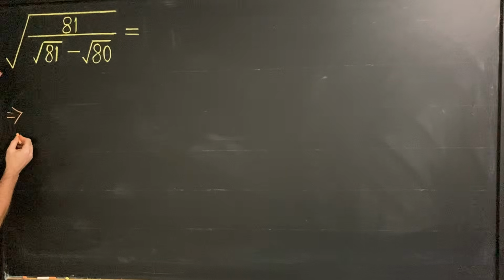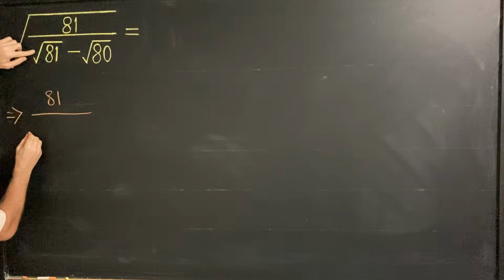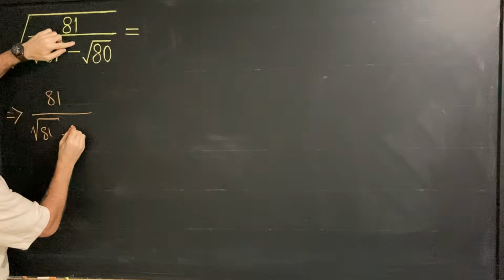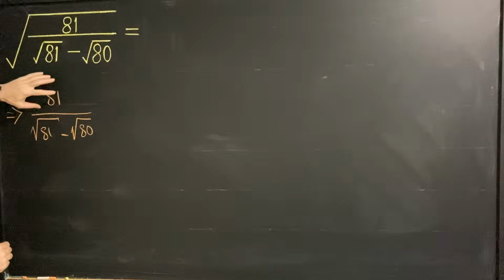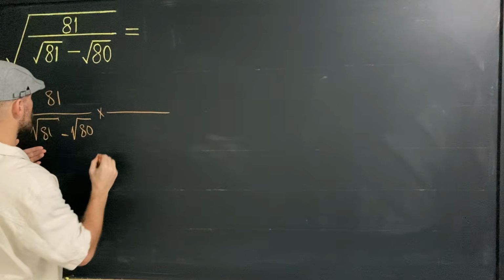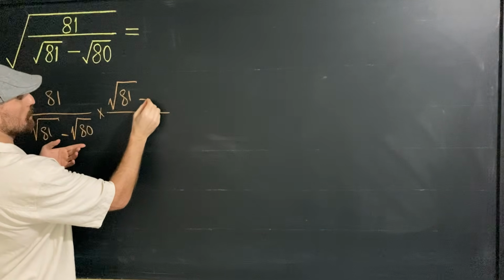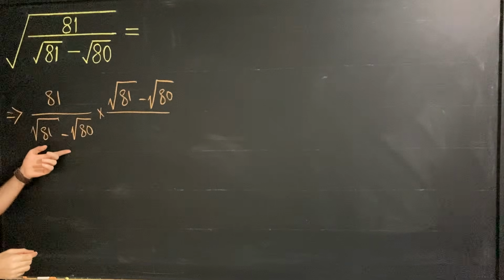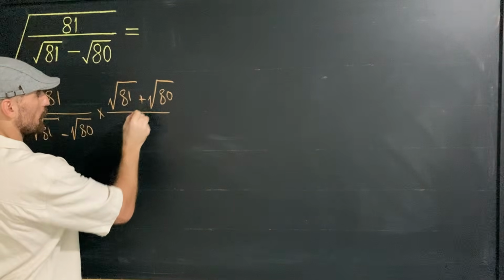It is 81 over second root of 81 minus second root of 80. Step 1, I'm going to multiply both top and bottom by the conjugate of the denominator, which means second root of 81 minus second root of 80. Is this the conjugate of the denominator? No, no, no. The minus changes to plus.